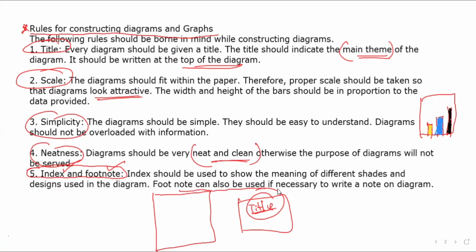Footnote can also be used, if necessary, to write a note on a diagram. Suppose you want to give the conclusion on the diagram. Suppose I want to say that yellow color is very low, sky blue is medium, and the highest is black color. Then I can give that note under the heading of footnote. Footnote is nothing but any conclusion or note you want to give in some space, and it is always placed at the bottom of the diagram.